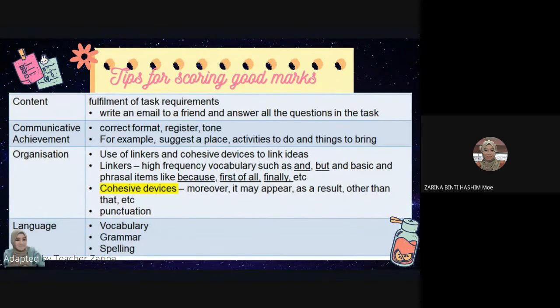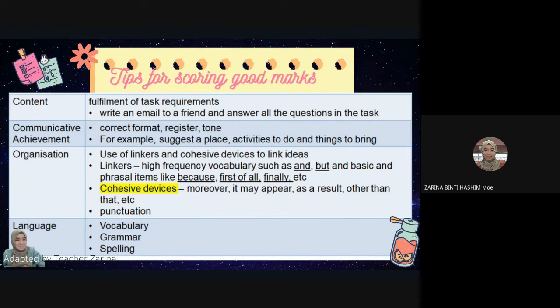But we do not only want you to use that. We also want to see that you are able to use cohesive devices like moreover, furthermore, as a result, other than that, and so on. I will give you some notes on this after this. We are also looking at the punctuation, which means the correct use of full stop, grammar, and so on.